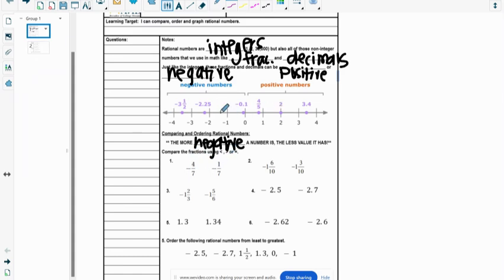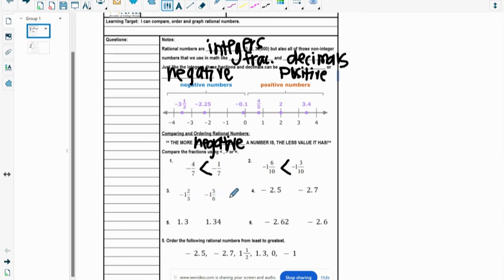Therefore, if we were to put these on the number line, negative 4/7 would be more negative, meaning it would have a smaller value than negative 1/7. Negative 1/7 would be closer to 0. The numbers that are closer to 0 have more value when they are negative. Negative 1 6/10, negative 1 3/10. Negative 1 3/10 would be closer to 0. It would be smaller if it was positive, therefore it's less negative, meaning that it has more value.